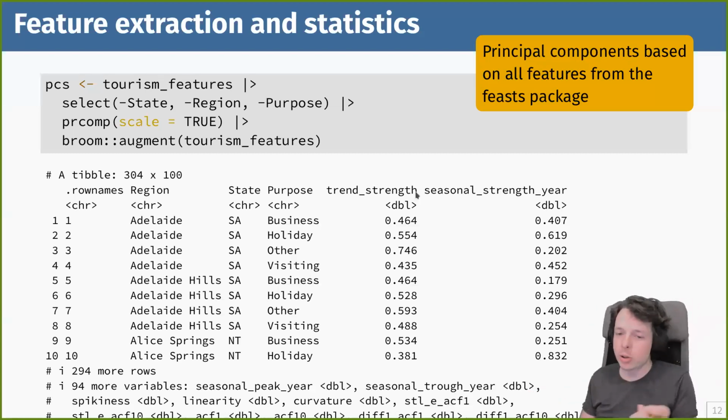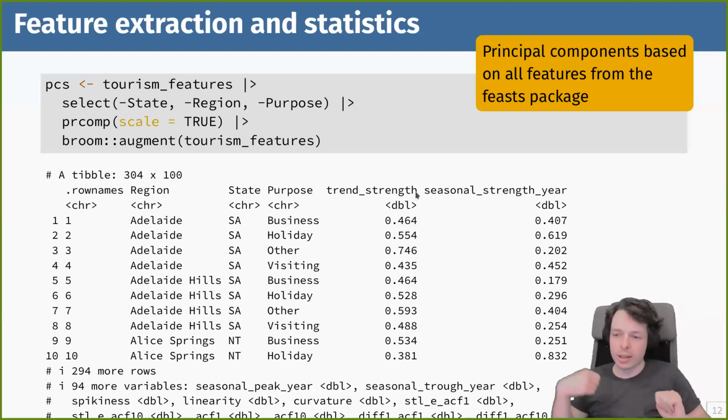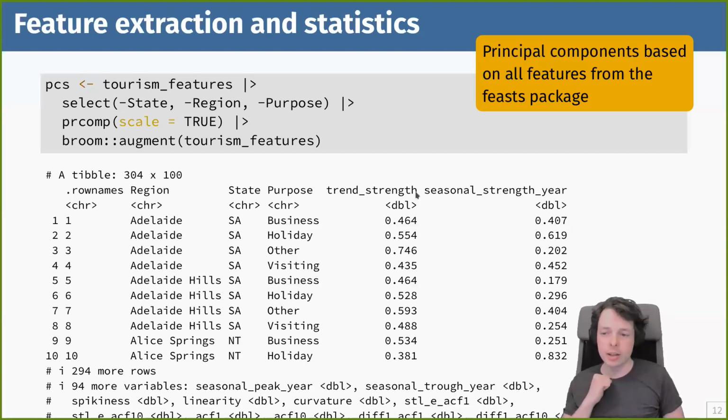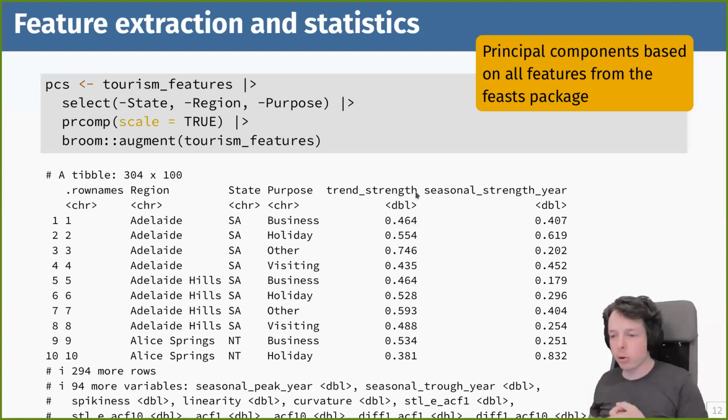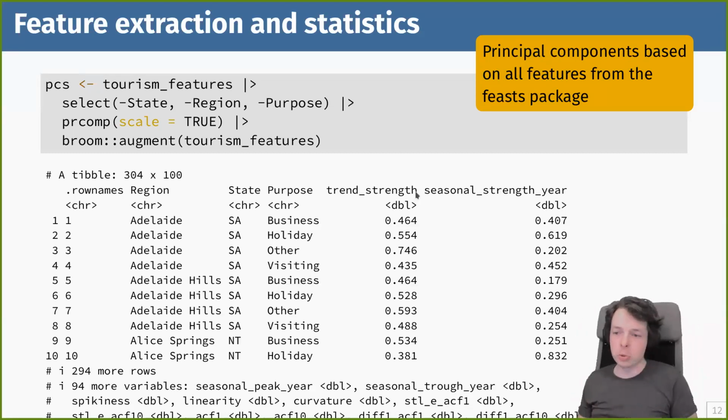It's not like we can look at trend strength and seasonal strength and say, this is a very trendy time series, this is a very seasonal time series. But principal components is useful for clustering. We might not know why they're similar, but we can, based on the features that we've used, say that they have similar patterns. And then we can visualize these principal components to see those clusters.